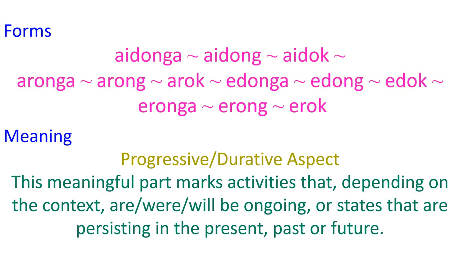Let's do a recap. When we listen to Atong, we hear the following forms: Aidonga, Aidong, Aidok, Aronga, Arong, Arok, Edonga, Edong, Edok, Eronga, Erong, Erok. These are meaningful parts, and their meaning is progressive or durative aspect. This meaningful part marks activities that, depending on the context, are or were or will be ongoing, or states that are persistent in the present, past, or future.